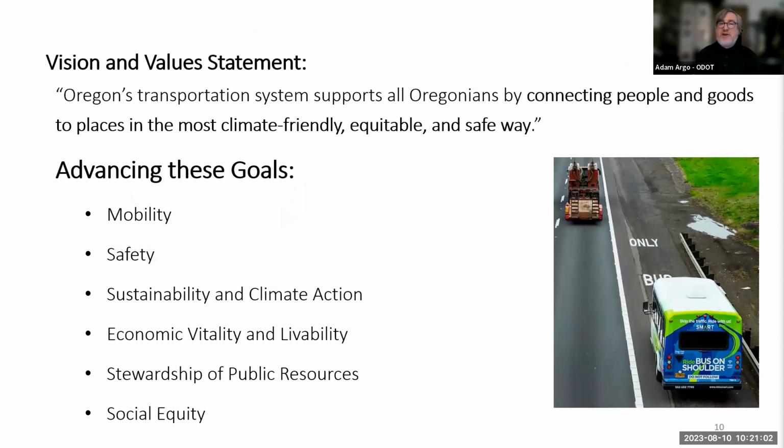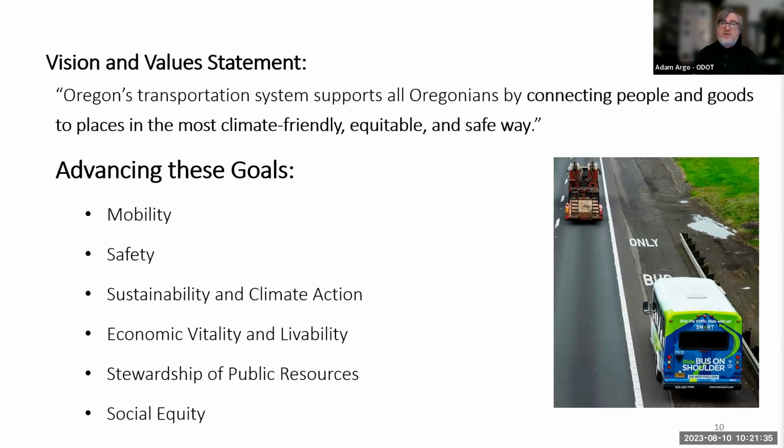The vision and value statement in the Oregon Transportation Plan is that Oregon's transportation system supports all Oregonians by connecting people to places in the most climate-friendly, equitable, and safe way. We bolded the climate-friendly, equitable, safe way aspect because those represent three primary lenses that really shape how we get to priority actions in the plan, including targets that we'll talk about later.